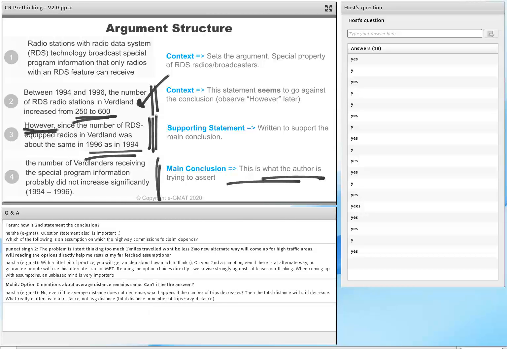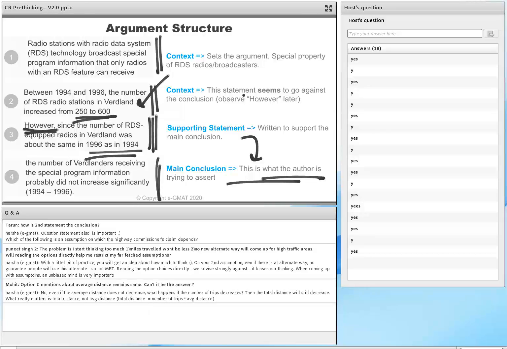Okay. Now, statement number 3 supports my conclusion. Why? Because if you have the number of overlanders remain the same and the number of receiving radios remain the same, that kind of goes in line with this. Statement number 2, the number of transmission towers, that kind of goes against the conclusion. Why? Because it's connected with 3, however. Also, you would think if you have more transmitting towers, you should reach more people. Okay. Statement number 1 sets the context.